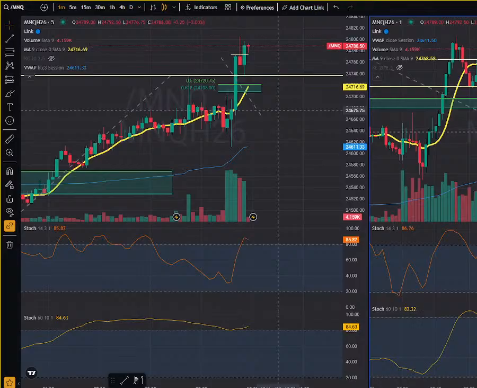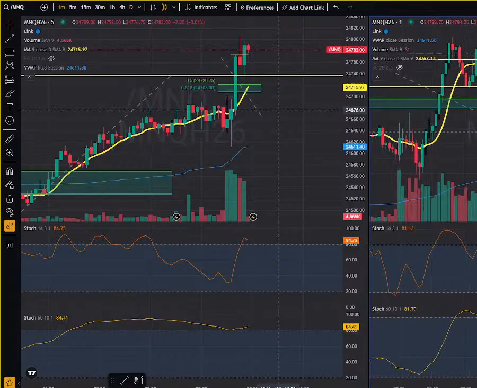Job opening. Bias is still long though. Doesn't mean I have to take one. Oh, lower high. That's not good to see. That should not have happened. Yeah. Now the long bias is a little bit weaker, a small bit weaker.